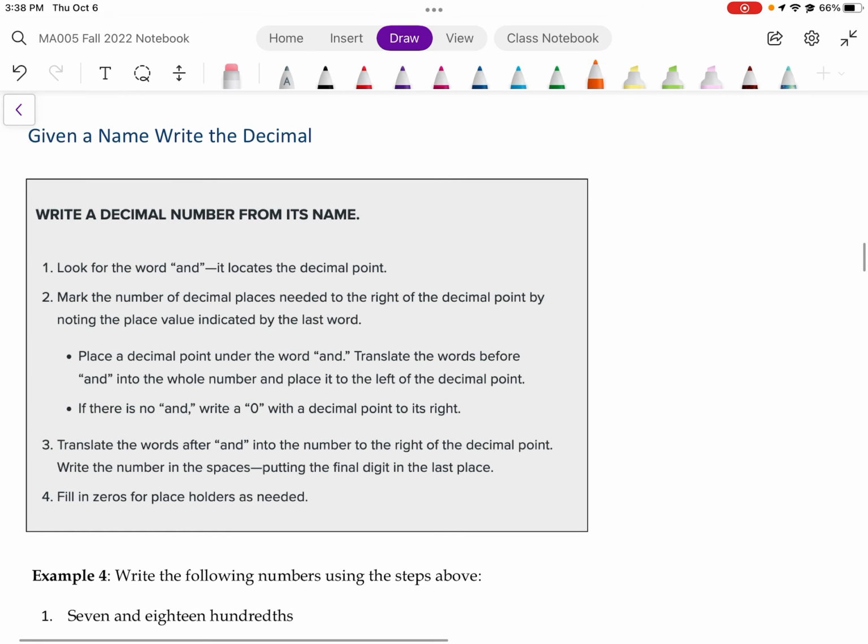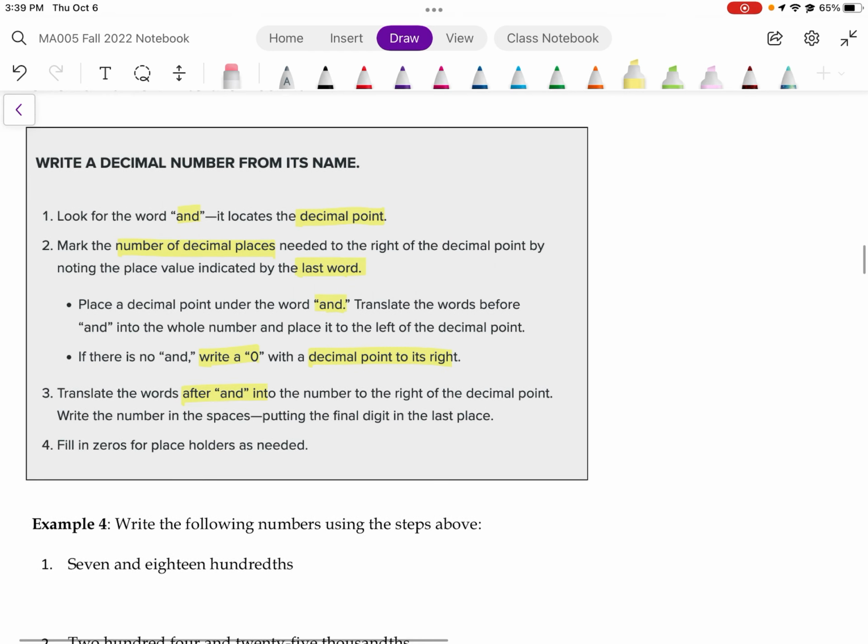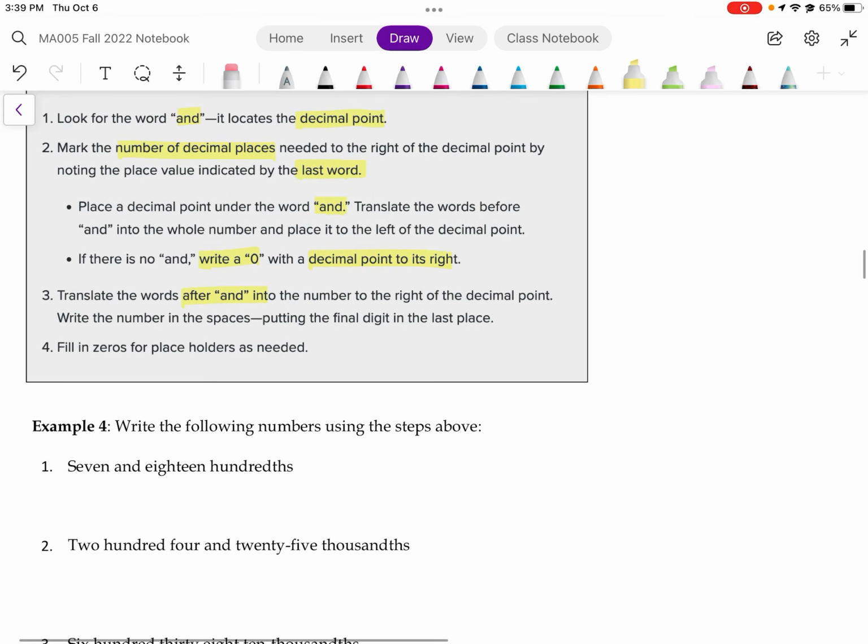All right, so we're going to do what we just did backwards. So look for the word and, it locates the decimal point. Mark the number of decimal places needed to the right of the decimal point by noting the place value indicated by the last word. So that's going to tell us the number of decimal places. Place a decimal point under the word and. Translate the words before the and into a whole number and place it on the left. If there's no and, write a 0 with a decimal point to its right. Translate the words after and into the number to the right. All right, then we're going to fill in zeros for placeholders as you need.